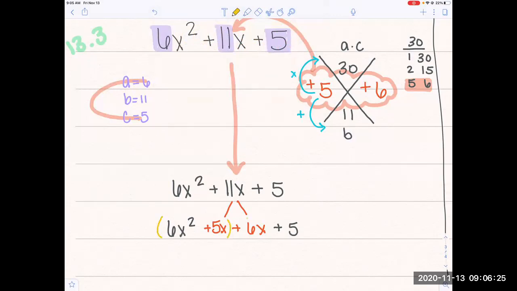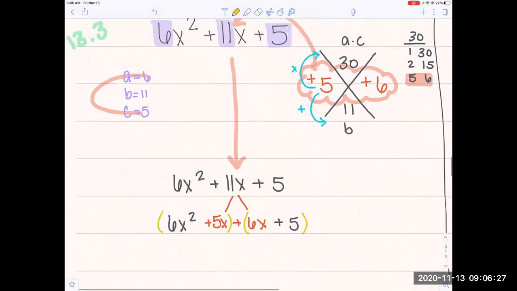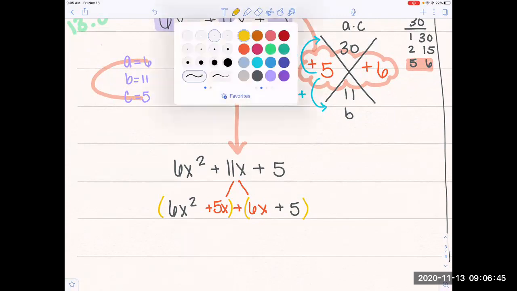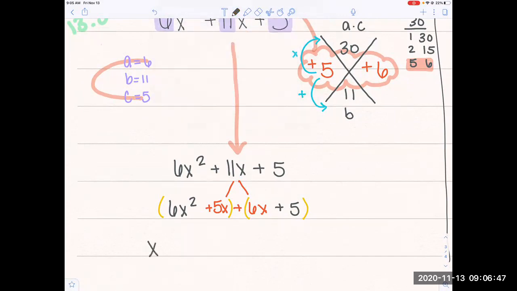So group up the first two, group up the second two. All right, the first two, 6x squared plus 5x. Well, 6 and 5 don't have anything in common, but x squared and x have something in common, so I can take out an x. When I factor out an x of the first term, I'm left with 6x plus 5.